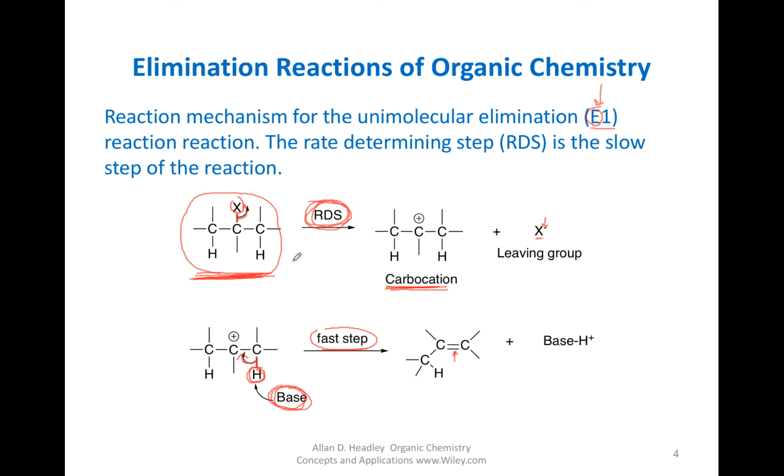So in the first step, or the rate determining step, the reactant molecule, the organic molecule that has the leaving group, leaves with its bonding electrons to form a carbocation. And in the fast step, the base abstracts a hydrogen adjacent to the carbocation. Notice it's adjacent to the carbocation. So you can imagine it's possible to form a double bond over here also. But we'll discuss that in a second.